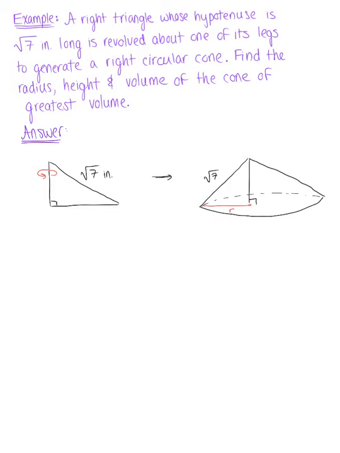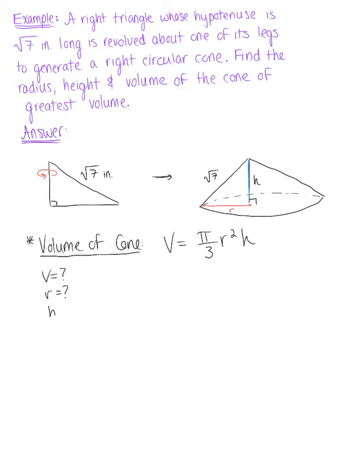We're asked to find the radius and height. Here is the height of our right circular cone. We want to find the maximum radius, height, and volume of this cone. We know that the volume of a cone is defined as pi over 3 r squared times the height. We want the maximum volume, radius, and height for this cone. This is our objective equation.